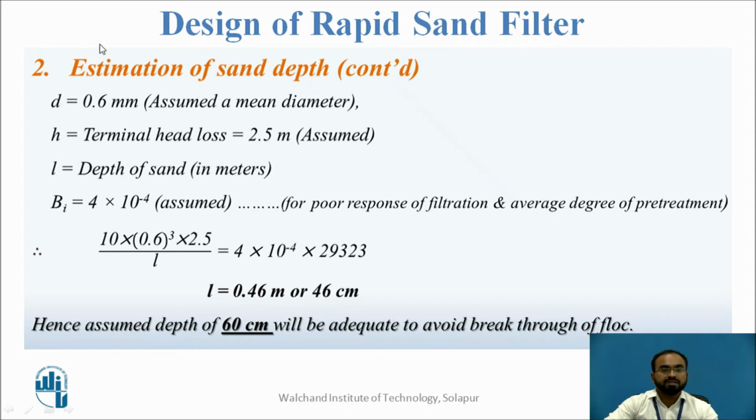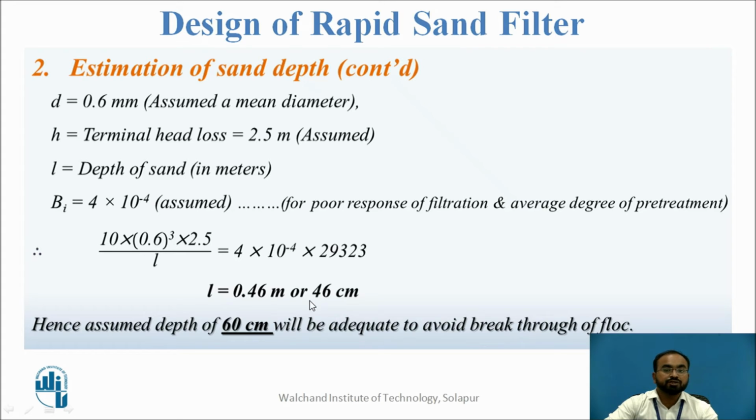Now, as we know the depth, that is 0.6 mm, which we are assuming, H, that is terminal head loss, that is 2.5, L, that is depth of sand, which we have assumed, and Bi, that is 4 into 10 raised to minus 4, that is what we are assuming for poor response of filtration and average degree of pretreatment. So we are putting these values into the equation, that is Hudson's formula's equation, and we will be getting L is equal to 0.46 meter or 46 centimeter.